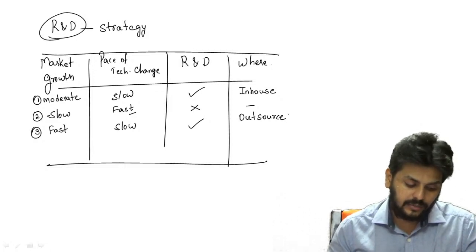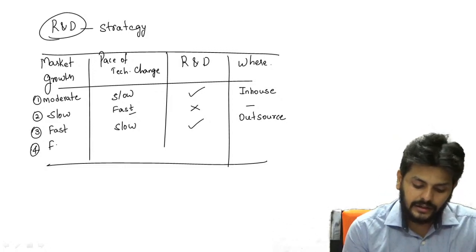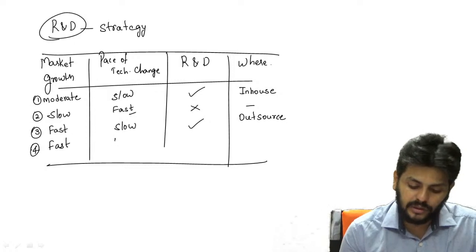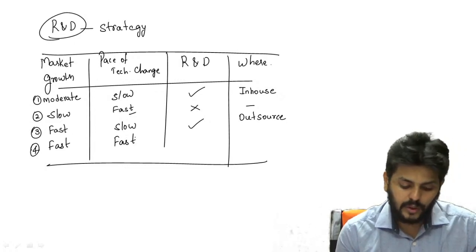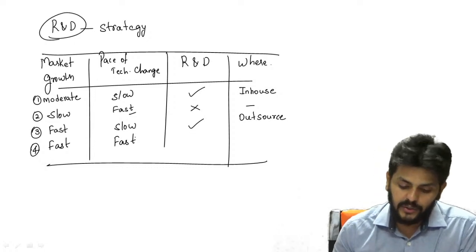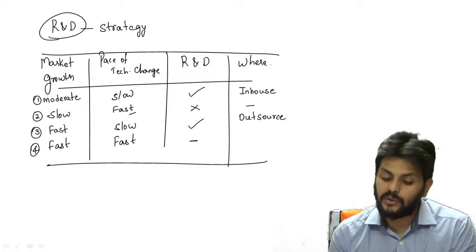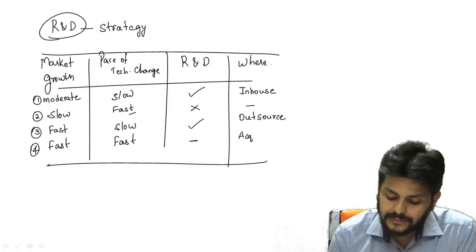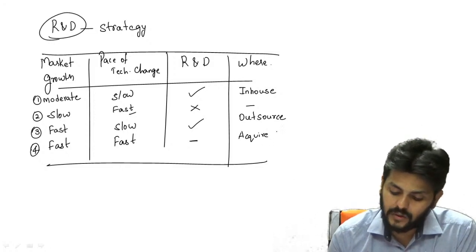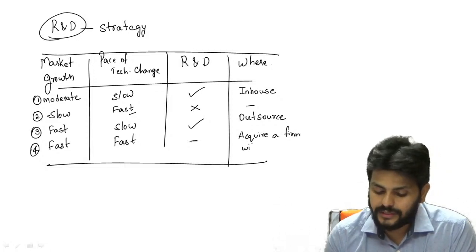Now the next thing that one needs to understand is the last and very critical combination. When both are fast, what do I do? When both are fast, don't do anything, because it's not a great time to do R&D. Acquire a firm with R&D expertise.